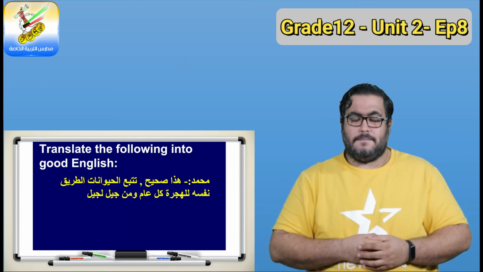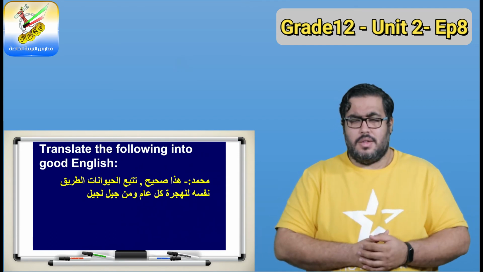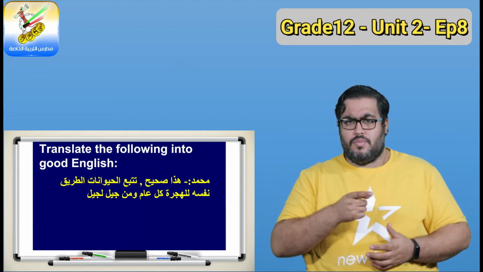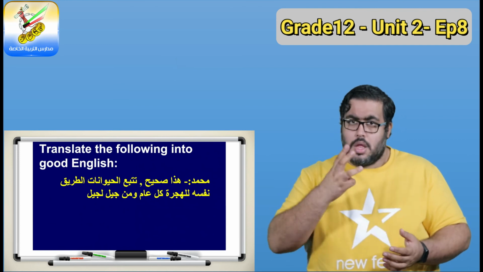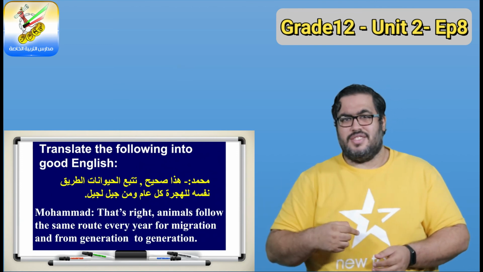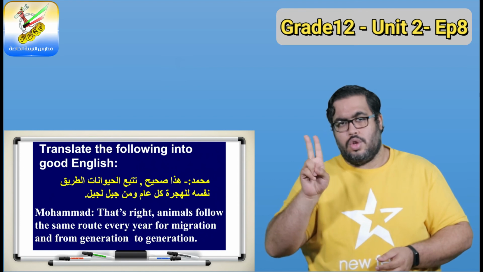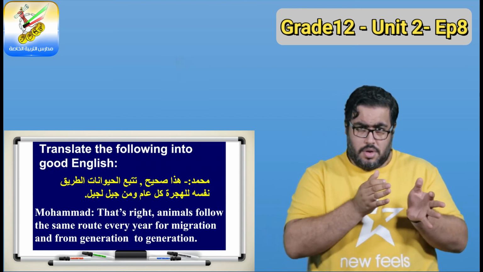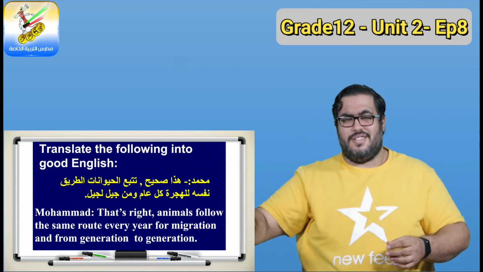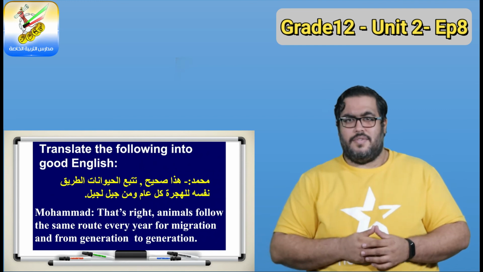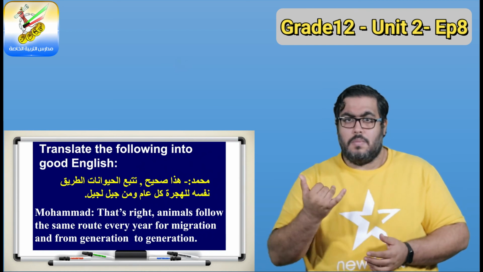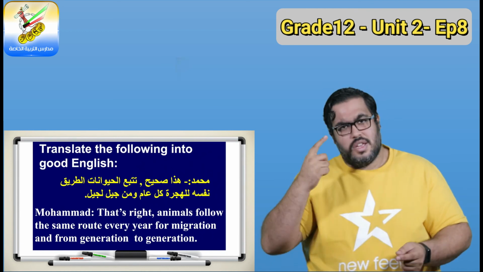What do you think? Try to translate the whole meaning of the sentence, not word by word translation. Give it a shot. Read the sentence more than once so that you can understand it very clearly. Mohammed: that's right. I can also say that's true. Animals follow the same route every year for migration and from generation to generation. If you see here in Arabic, we started with the verb, but in English here we started with the noun. If you want to replace any of the words with a synonym, that's fine too. You don't have to write the exact same answer as we have here.